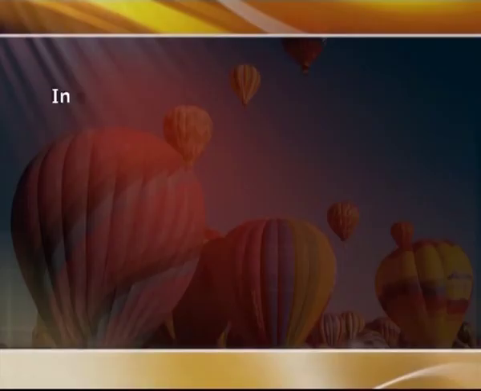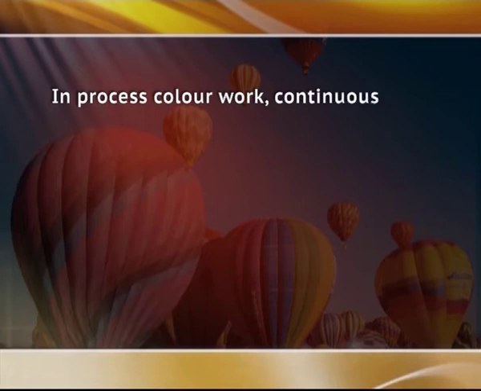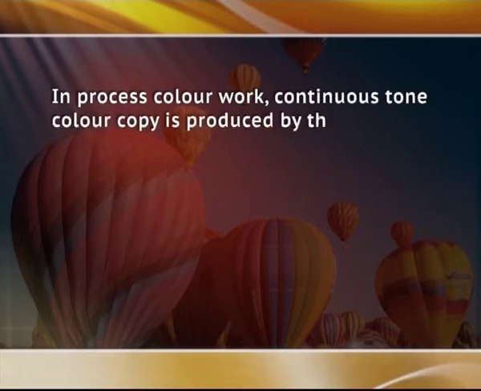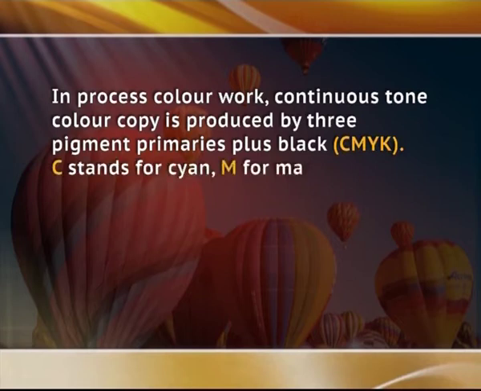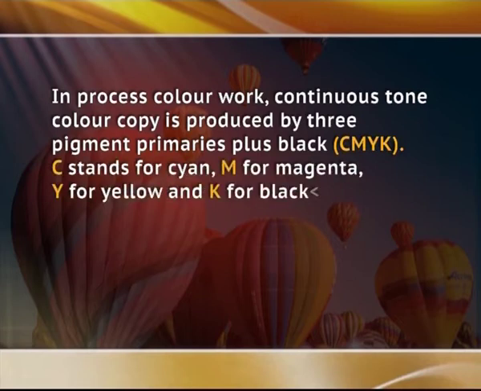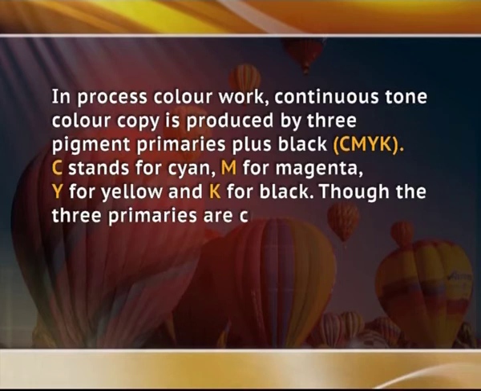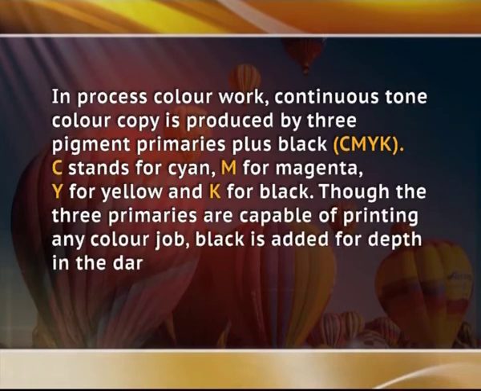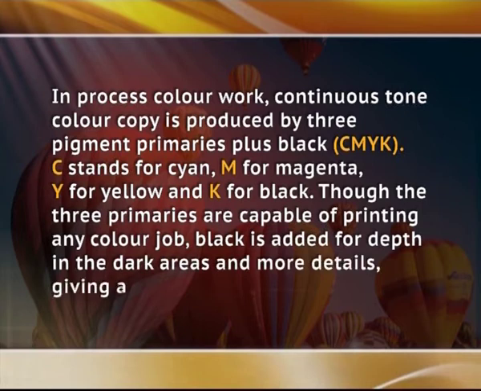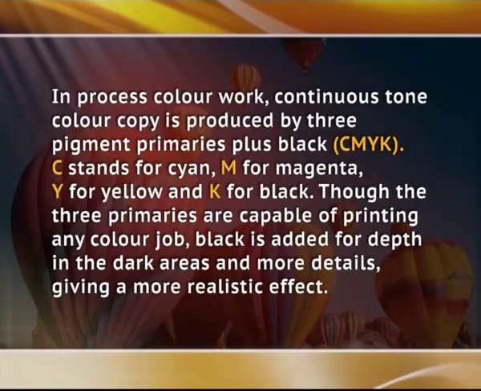Process color. In process color work, continuous tone color copy is produced by three pigment primaries plus black, CMYK. C stands for cyan, M for magenta, Y for yellow, and K for black. Though the three primaries are capable of printing any color job, black is added for depth in the dark areas and more details, giving a more realistic effect.